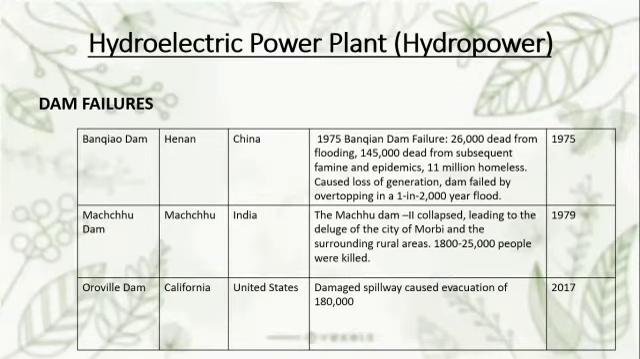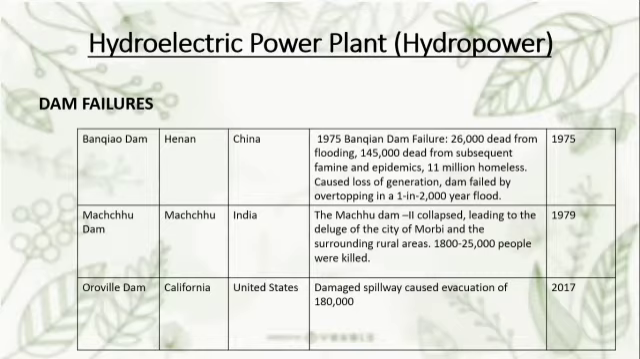Then hydropower plant or hydropower. Ito yung mga dam failures. Ito yung Banqiao Dam sa Henan, China. 1975, Banqiao Dam failure: 26,000 dead from flooding and 145,000 dead from subsequent famine and epidemics. 11 million homeless. Cause: loss of generation, the dam failed by overtopping in a 2,000 year flood, and ito yung 1975.